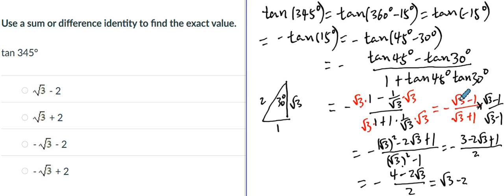This is the red one. Downstairs, again, 1 times radical 3 is radical 3. Radical 3 cancel each other. You have a 1 here. This is negative radical 3 minus 1 over radical 3 plus 1.